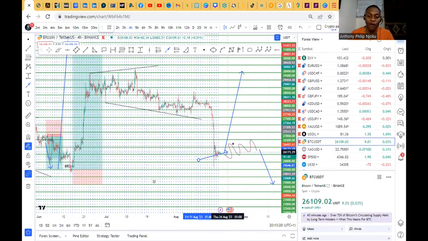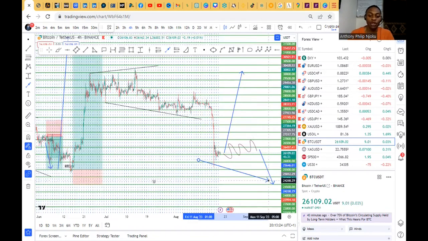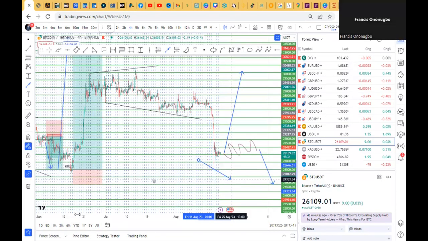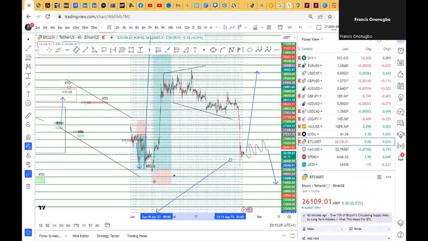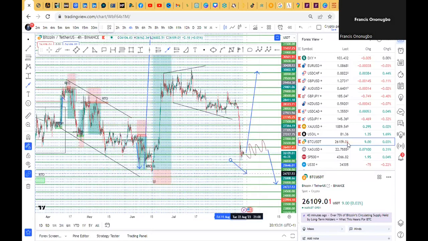But if we see more of a corrective structure, then you should expect one more push to the downside, aiming to at least the $23,000 per Bitcoin price. So that is it for our technical breakdown.